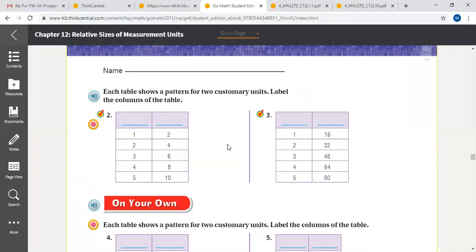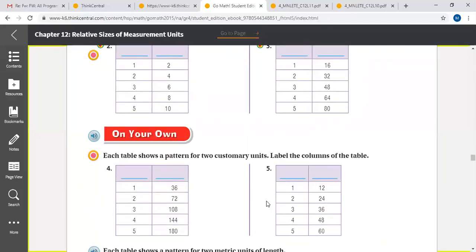Okay. Question number 3, it's 1, then 16, 2, 32, 3, 48, 4, 64, 5, and 80. What is the relation between the two columns? Here we can write pounds, and here it's ounces. Pounds and ounces, okay?